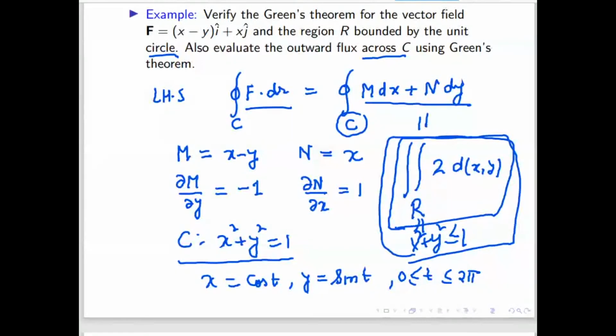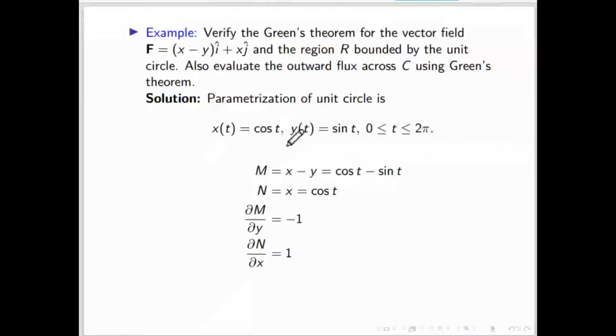x equal to cos t, this is the parameterization of this unit circle. M is x minus y. So we'll replace x equal to cos t, y equal to sin t, that is cos t minus sin t. N equal to x, so it is cos t. Del M by del y is minus 1, del N by del x is 1.